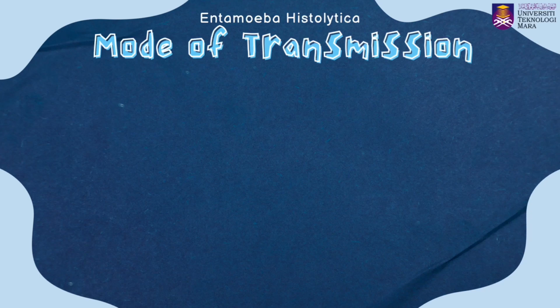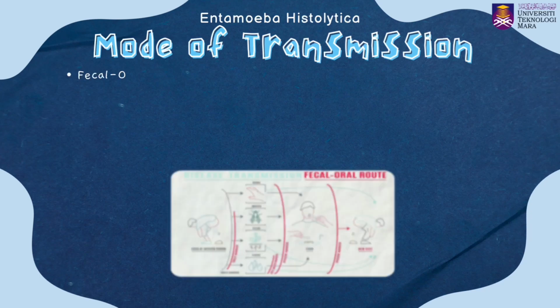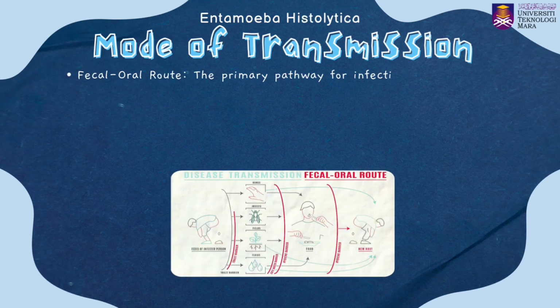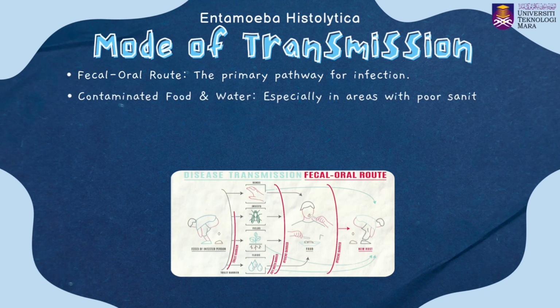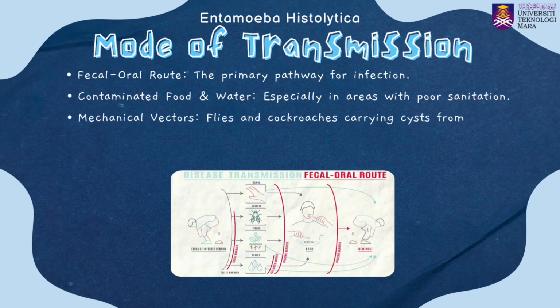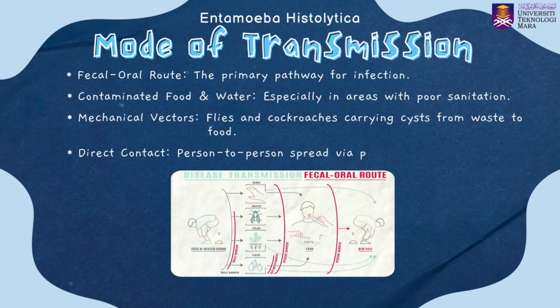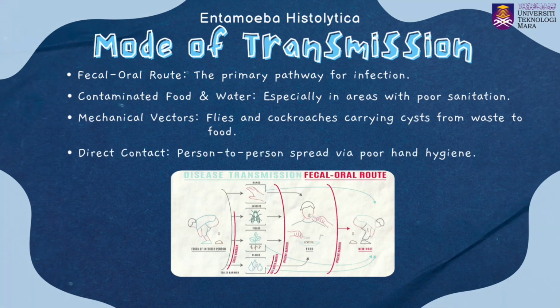Infection by Entamoeba histolytica occurs primarily through the fecal-oral route, where mature cysts are ingested via contaminated food or water in areas with poor sanitation. It can also be spread by mechanical factors like flies and cockroaches that transport cysts from waste to food, or through direct contact between individuals due to inadequate hand hygiene.